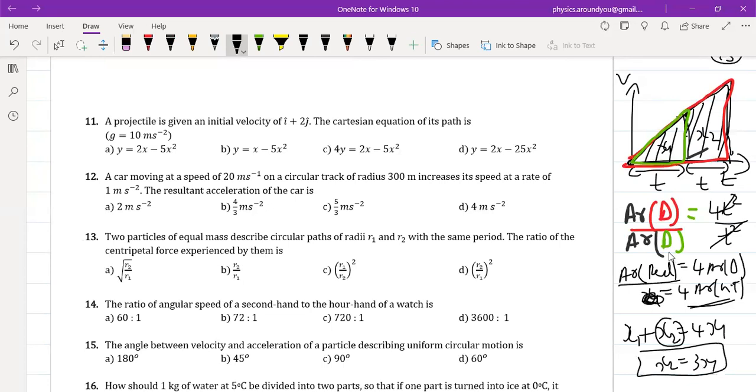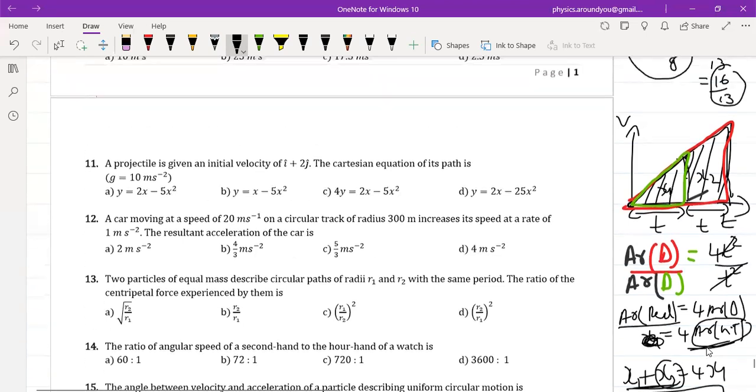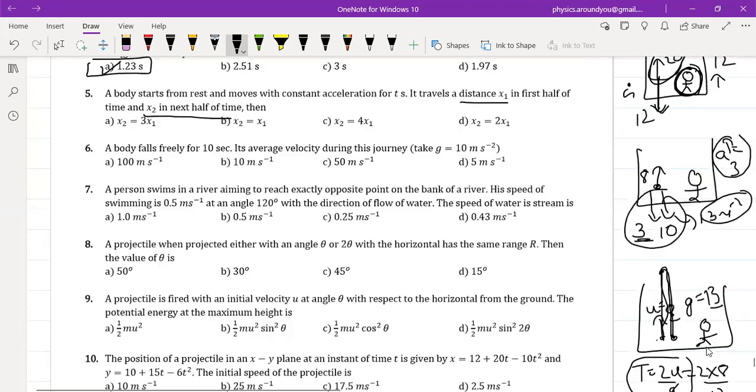How? Area of the red triangle is area of the green triangle plus this shaded area, which is x2. So x1 plus x2 becomes area of the red triangle. And what is area of the green triangle? Area of the green triangle is x1 itself. So x1 plus x2 is 4x1. So x2 becomes 3 times x1. With similarity, you can approach this very nicely. So hence the fifth one goes with A.